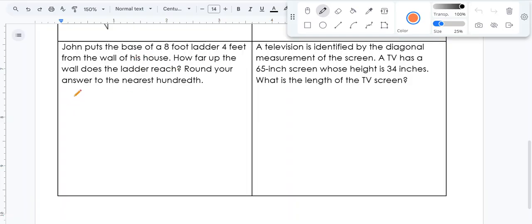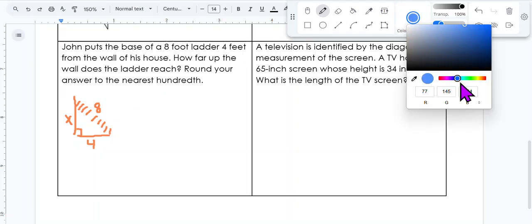Okay, so we know we have a wall of a house, and he's putting a ladder up against it. Here's my ladder, all right? And it says the base of the ladder is 4 feet from the wall, and the ladder is 8 feet long. They want to know how far up this is. So we don't know how far up the wall the ladder reaches, right? And you can see that this makes a right triangle, right? Here's my right angle.